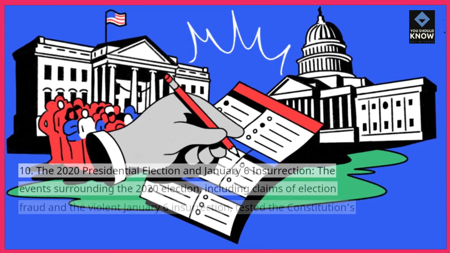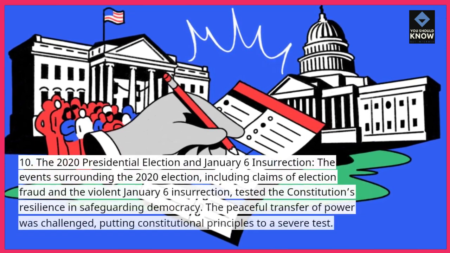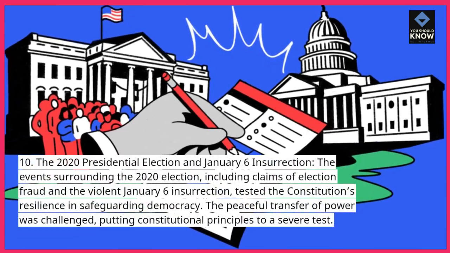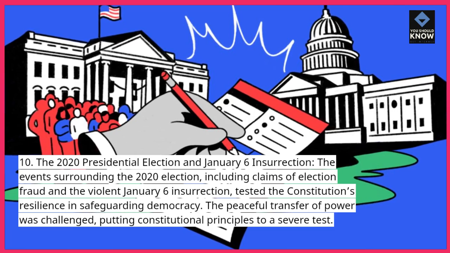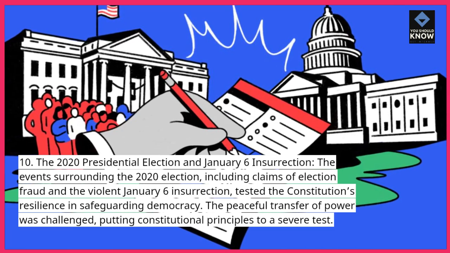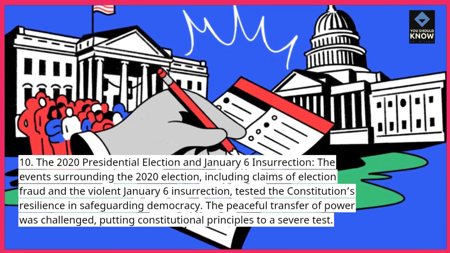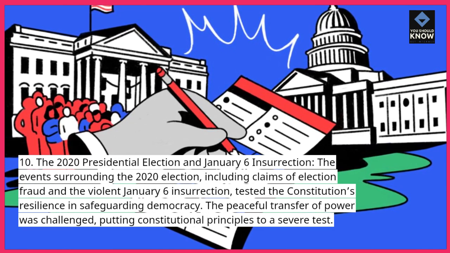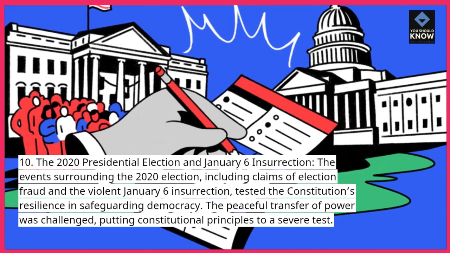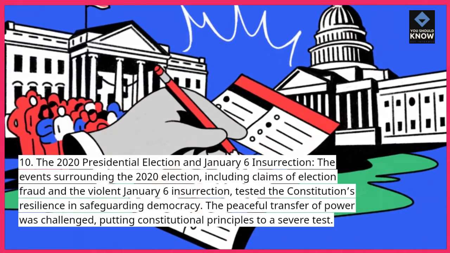10. The 2020 presidential election and January 6 insurrection. The events surrounding the 2020 election, including claims of election fraud and the violent January 6 insurrection, tested the Constitution's resilience in safeguarding democracy. The peaceful transfer of power was challenged, putting constitutional principles to a severe test.